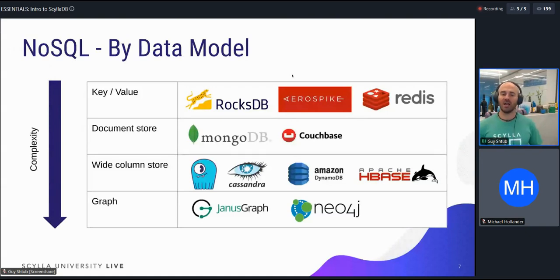Next, after that, we have wide column store databases, and here we have ScyllaDB, Apache Cassandra, and Amazon DynamoDB, as well as many others. These are just examples. And with wide column stores, you can think of the data as stored in tables with rows and columns. And finally, we have graph databases, for example, Janus Graph and Neo4j, where data is modeled according to edges and vertices. And by the way, Janus Graph can work with ScyllaDB as the underlying data storage.